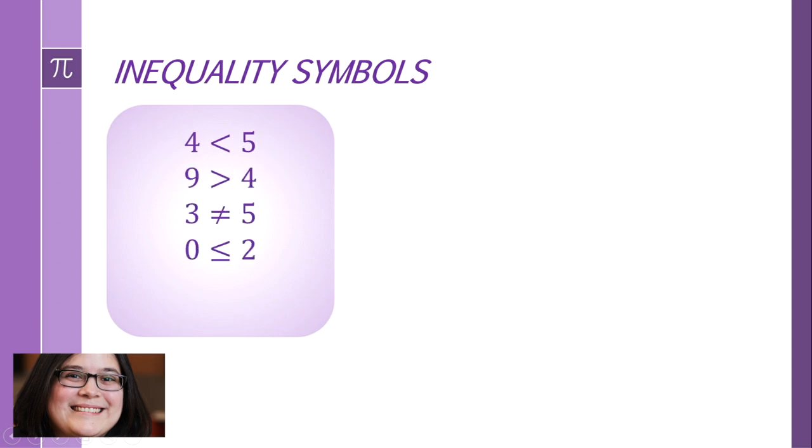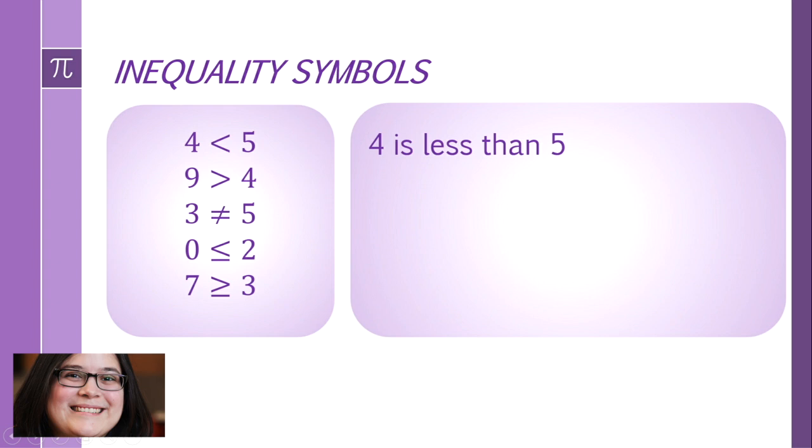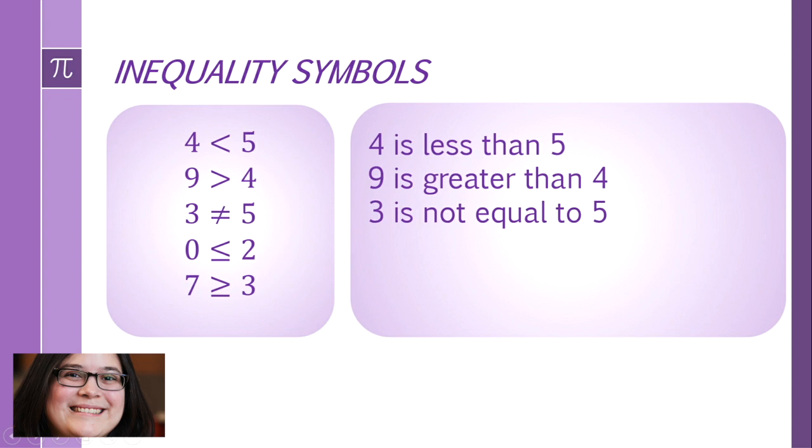So now we're going to have these inequalities on the left side, and we're going to talk about how we read each of them. So in the first one, we're going to read it as 4 is less than 5. This inequality is true because 4 is smaller than 5. Now we're going to go to the next one that says 9 is greater than 4. This is also true because 9 is a bigger number than 4. Now we're going to go to the other one. 3 is not equal to 5. This is true because 3 is not the same as 5. It's like me saying $3 is the same as $5. That's not true. So that's why we say 3 is not equal to 5.